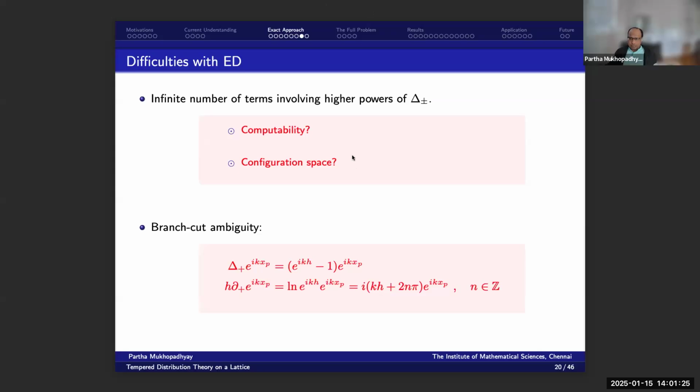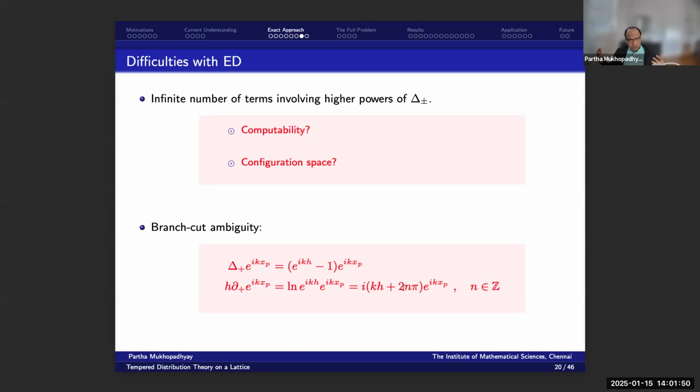And then there is a branch cut ambiguity. If you apply the forward difference on the Fourier mode, you get this result, and this result is completely unambiguous. But if you apply the logarithmic derivative, for example, on the Fourier mode, then the eigenvalue is log e to the ikh, and that has a logarithmic branch cut ambiguity. Each time you apply this operator, you have to choose that branch, which is this integer n.